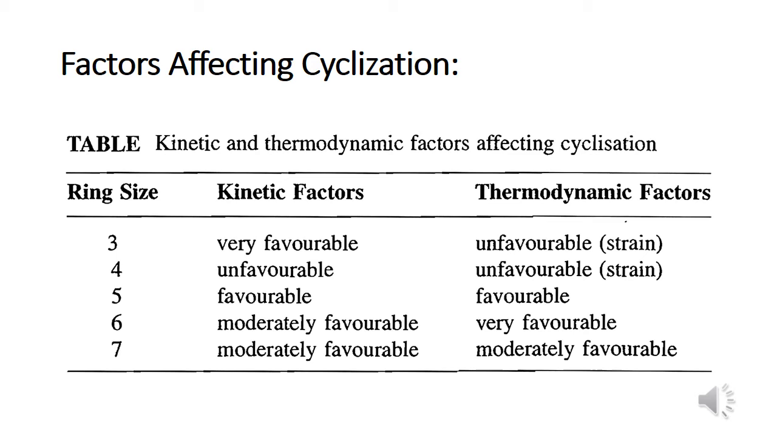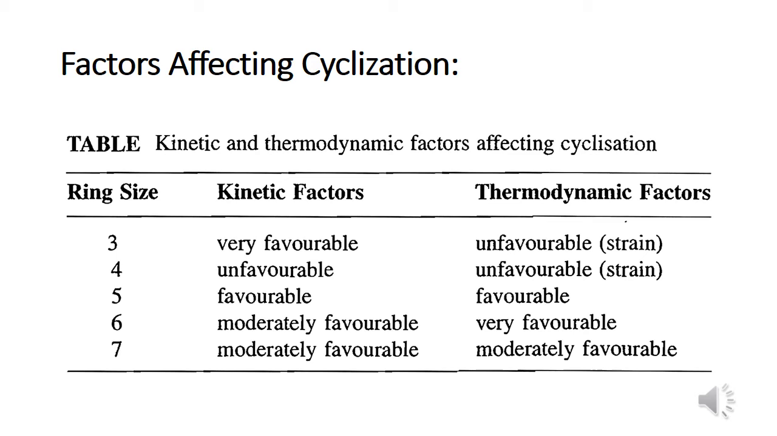Next, we need to discuss the factors affecting cyclization. The kinetic and thermodynamic factors affect cyclization to different extents depending upon the ring size and the reaction. You can see here ring size 3, a three-membered ring, is very favorable kinetically, but thermodynamically unfavorable as there is angular strain in the structure.